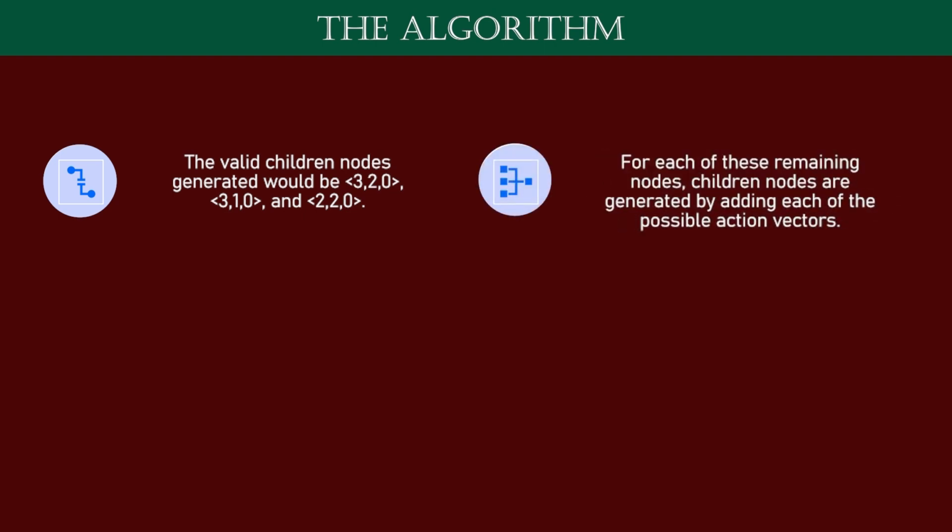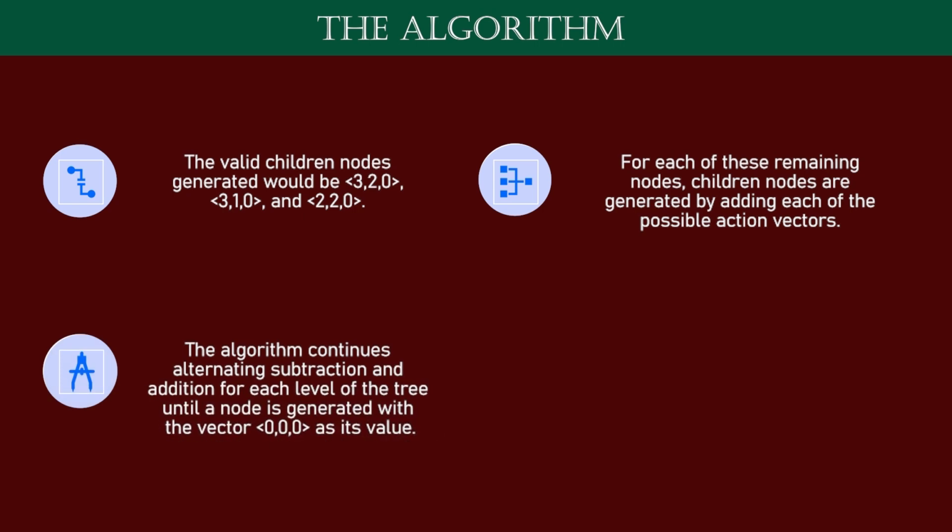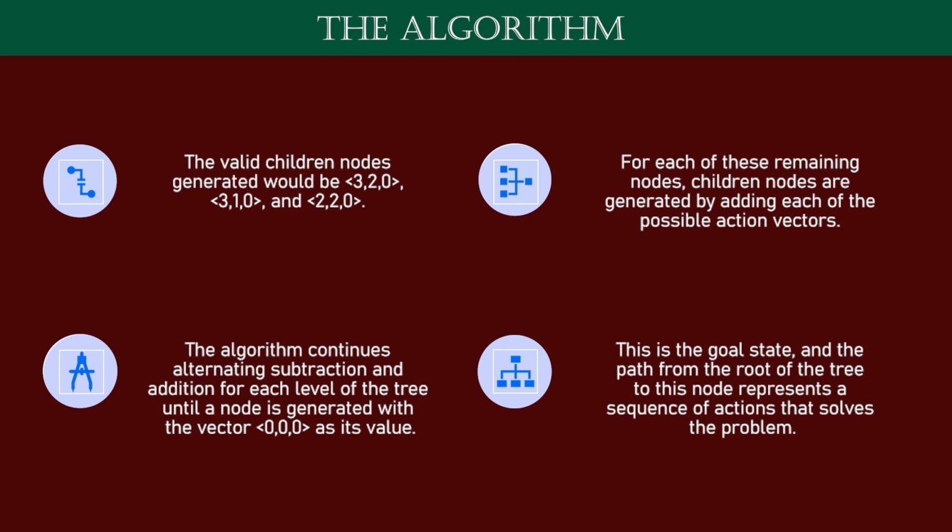For each of these remaining nodes, children nodes are generated by adding each of the possible action vectors. The algorithm continues alternating subtraction and addition for each level of the tree until a node is generated with the vector 0, 0, 0 as its value. This is the goal state, and the path from the root of the tree to this node represents a sequence of actions that solves the problem. So, here is the solution.